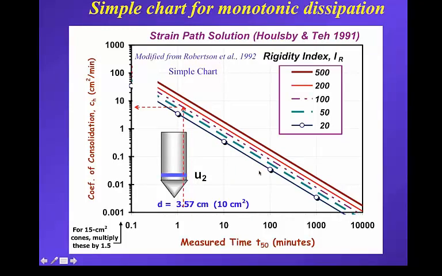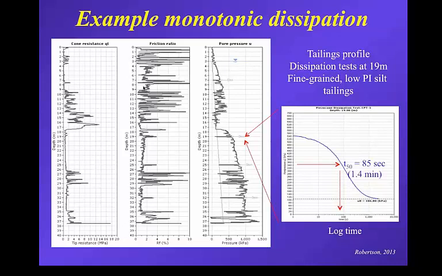So back in '92, we wrote a paper where we looked at these methods and looked at data from around the world. And out of that we came up with this simple chart where we plotted T50 on a log scale on the horizontal axis, and then the coefficient of consolidation, CH, on the vertical axis, also on a log scale. And then Teh and Houlsby's solution ends up being just simple straight lines for a family of rigidity index. And you'll see later that rigidity index generally varies normally from about 20, maybe up to as high as 500. So here's the range that you see expressed.